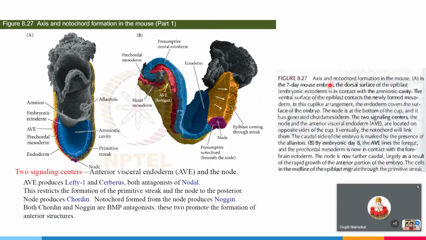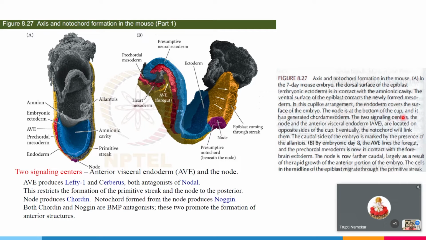So this is the caption to the particular image: the axis and notochord formation in mouse embryo. In a 7-day mouse embryo, the dorsal surface of the epiblast, or the embryonic ectoderm, is in contact with the amniotic cavity. The ventral surface of the epiblast contains a newly formed mesoderm. In this cup-like arrangement, the endoderm covers the surface of the embryo. So we can see the yellow layer, that is the endoderm covering the surface of the embryo.